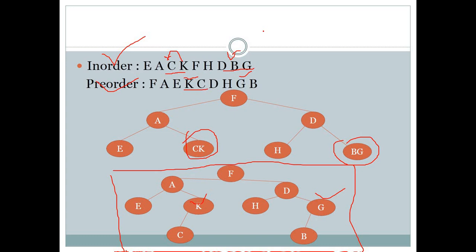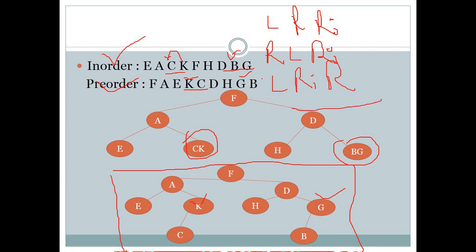You will have to understand and know that in order traversal will have left, root and right child. Pre-order traversal will have root, left and right child, and post-order traversal will have left, right and root. This is very essential for creating a binary tree from the different traversals.